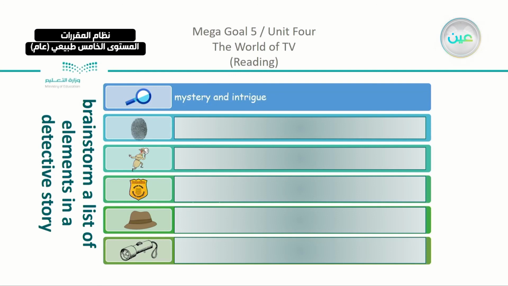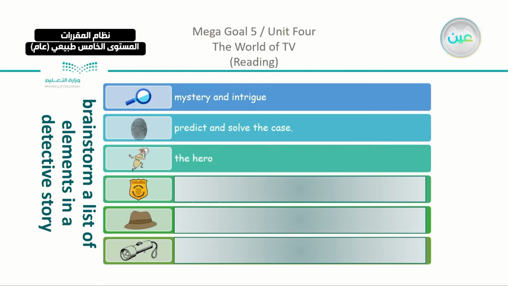So if there's no mystery, there's no story. Also, predict and solve the case, which is the whole point, that we are just predicting, we are giving expectations, and we are solving. What do we have? The hero, of course. And we have the villain, which we can be introduced to from the start and we know who is the villain, or at the end you will discover who is the villain.